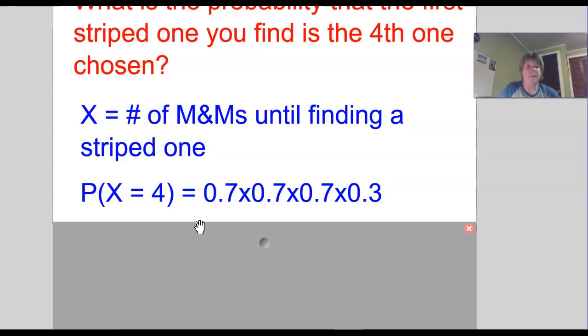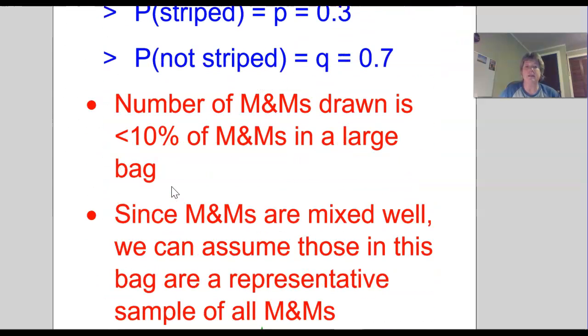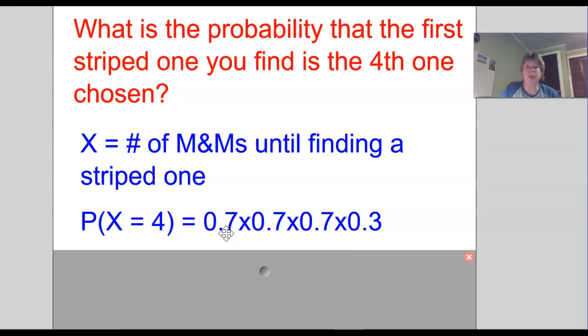So here, because the order matters, right? If the first striped one I get doesn't happen until the fourth one, that means the first one was not striped, the second one was not striped, the third one was not striped, and then the fourth one was striped. So these are all connected with ands. First one was not striped, and the second one was not striped, and the third one was not striped, and the fourth one was. So that's why I'm multiplying these. And the probabilities are all staying constant because we checked back here that this condition was true. So as long as we have Bernoulli trials, we don't change these probabilities because the trials are independent. So the probability of success, and therefore the probability of failure, is staying constant.